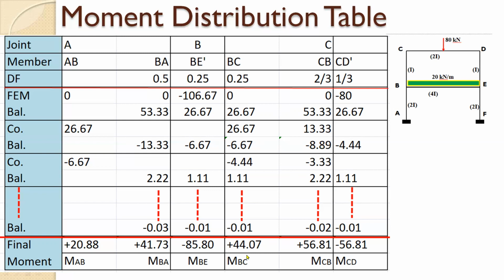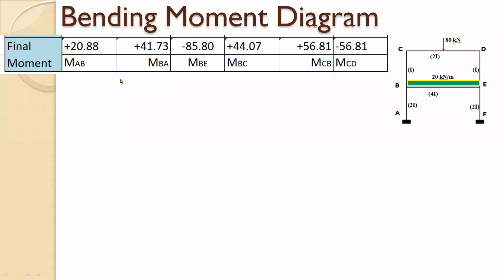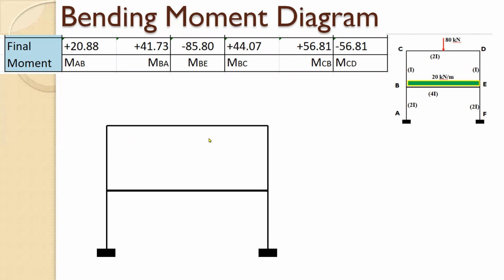Then the last step is to draw the bending moment diagram. So we got these final moments from moment distribution. These are the moments in various members. In case of multi-story frames, now I will explain two ways of how to draw the bending moment diagram. Method number one, showing the bending moment of columns and beams on the same frame. So here we draw the frame, whatever the frame is given to you.